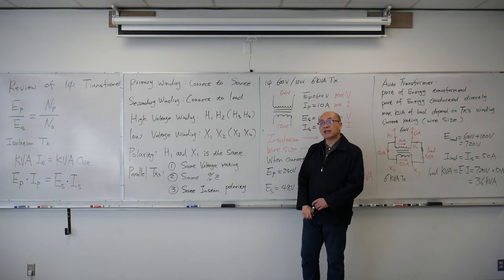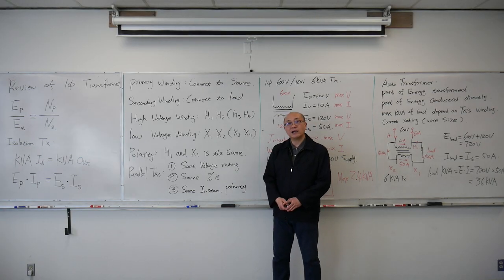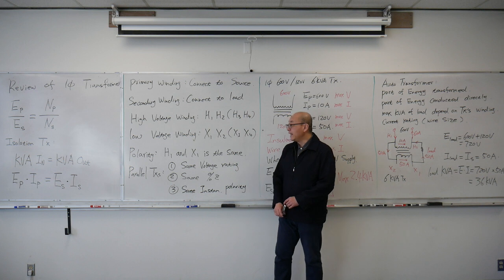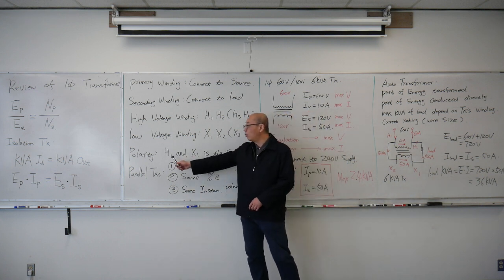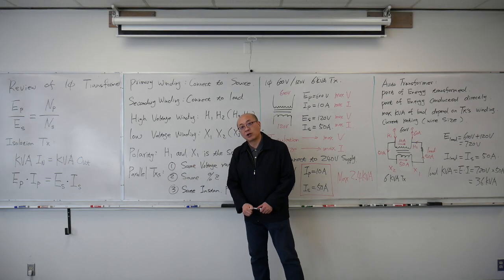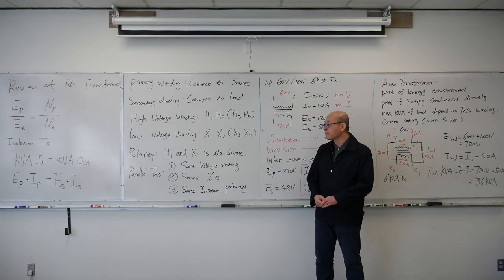The polarity we're talking about applies because the transformer only works on an AC circuit. In an AC circuit, the instantaneous polarity for H1 will be the same as for X1 on our transformer. So that's how we define the transformer polarity.